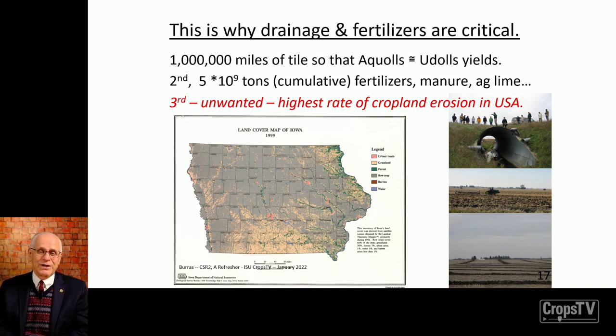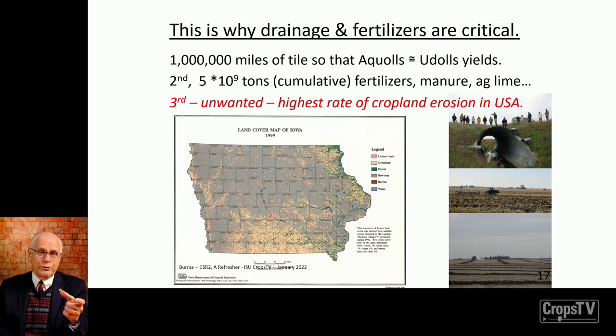My 1 million miles is about 10 years old. Anymore, it's probably 2 million linear miles of tile drains across Iowa. That's simply because we have so many poorly drained soils across the state of Iowa. In other words, the water table is too shallow. That means there isn't enough oxygen deep in the soil for our roots to be happy.